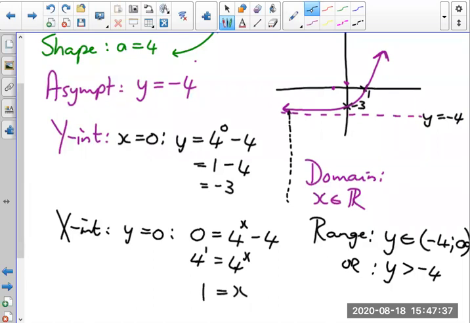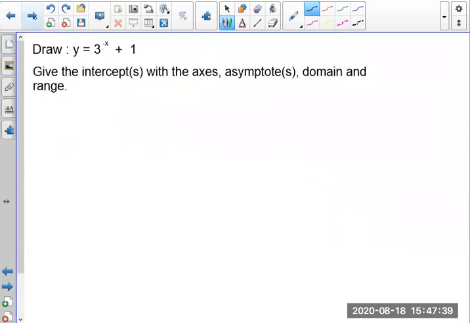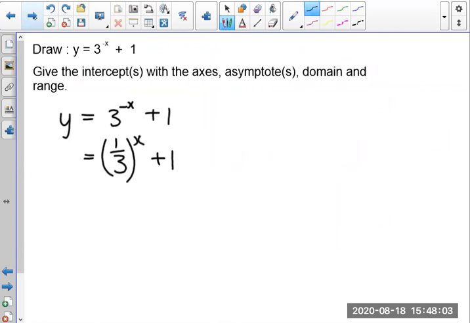Now I want to say some more about, okay, there's another one. So let's first draw that one. y equals 3 to the minus x plus 1. Now remember what I said: 3 to the minus x is the same as a third to the x. Don't let me catch you with that.